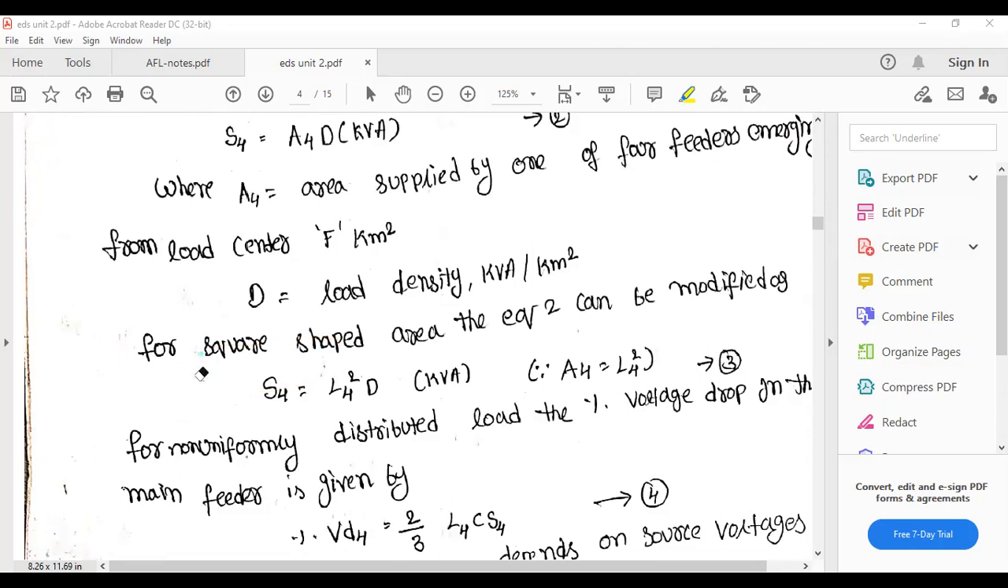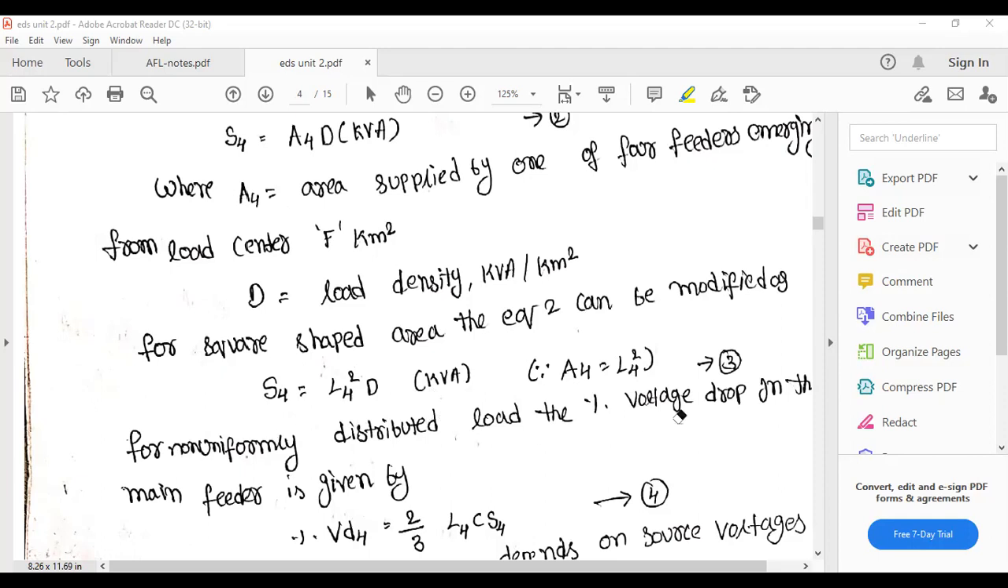Next, for a square shape area, equation 2 can be modified. This is equation number 2. Taking a square shape area, A4 is equal to L4 square, instead of A4. Therefore, S4 is equal to L4 square into D kVA.